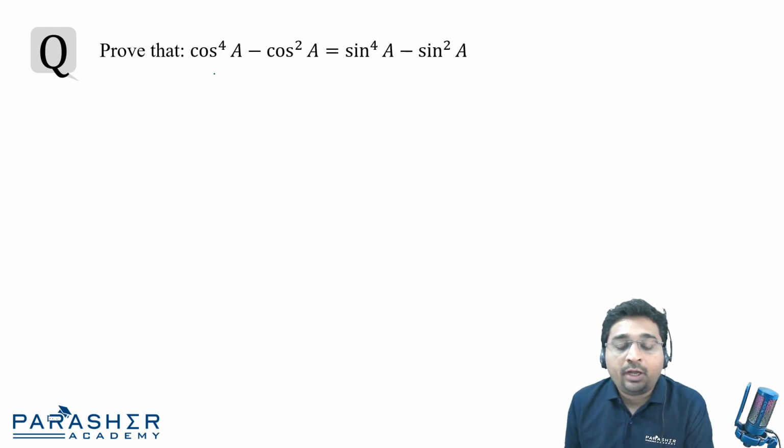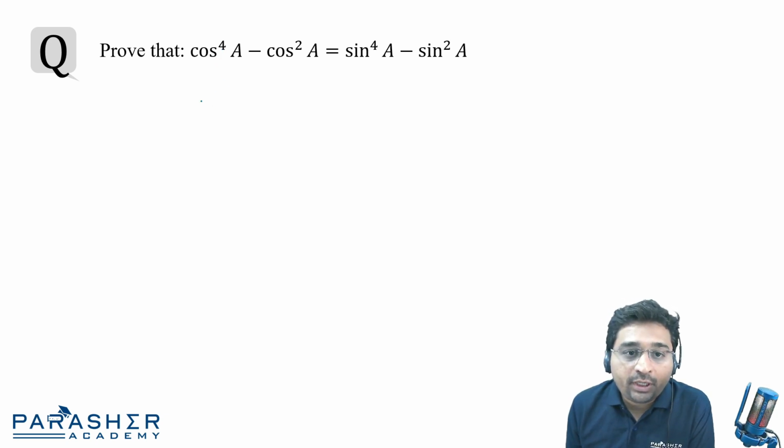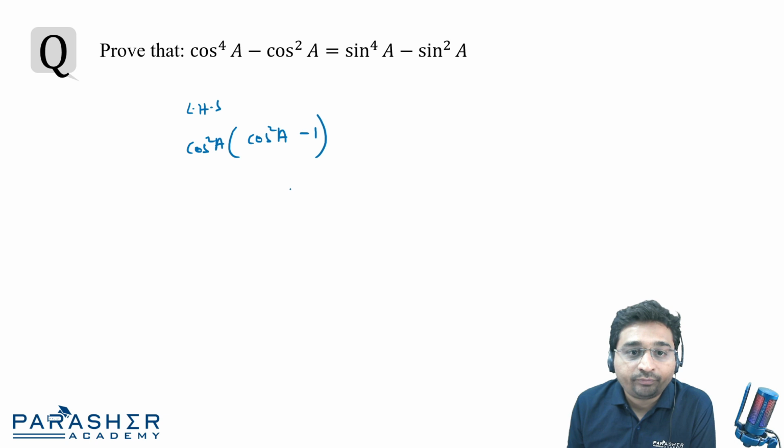The first thing I've seen students do is get scared: oh, it's cos power 4. How do I do it? Suppose I take the LHS and take out cos square A common, because I can see there's a cos square common. So what do I get? Cos square A minus 1. Cos square A minus 1 seems familiar, it is nothing but minus sine square A. So the LHS becomes minus sine square A into cos square A.